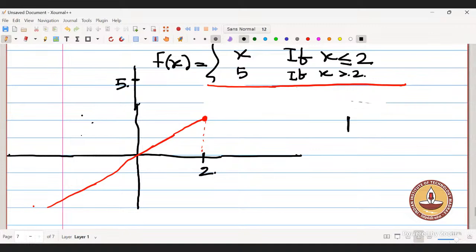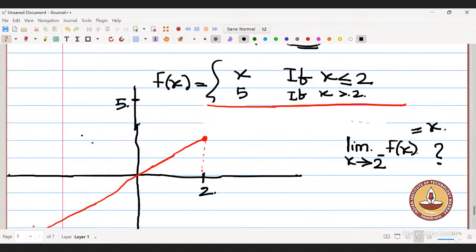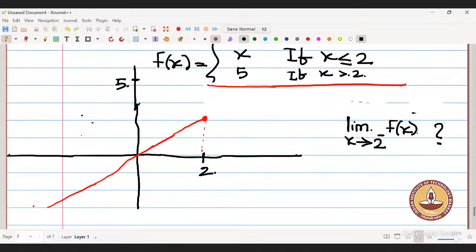I don't know what you are saying, but whatever you are saying is completely wrong. What I'm asking is, what is the left hand limit of this function at 2? You are basically saying this is x, and this certainly doesn't make any sense. So what is the meaning of this term? Sir, f of 2 is equal to 2. In place of x, we put 2 minus h, and we find the limit.